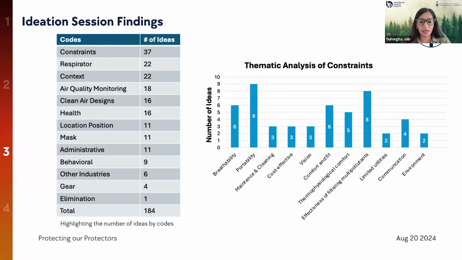This thematic analysis underscores the importance of considering practical factors such as usability and adaptability in the design of smoke mitigation strategies. Additionally, the figure on the left highlights other key themes around what other mitigation strategies would look like, such as respirators, contextual understanding, air quality monitoring, and clean air designs.